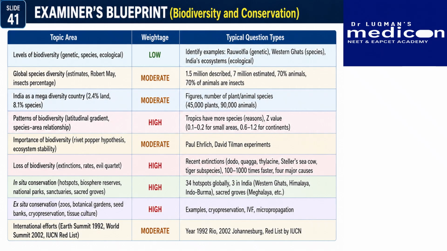Examiner's blueprint when it comes to biodiversity and conservation chapter. High probable questions are patterns of biodiversity like latitudinal gradient, species area relationship, etc. Another expected high yield topic is loss of biodiversity like extinction rates, evil quartet, etc. Another high yield topic is in situ conservation like hotspots, biosphere reserves, national parks, sanctuaries, sacred groves, etc. And another high yield topic is ex situ conservation like zoos, botanical gardens, seed banks, cryopreservation and tissue culture. So this is just to give you an idea of what questions can be expected from this chapter.